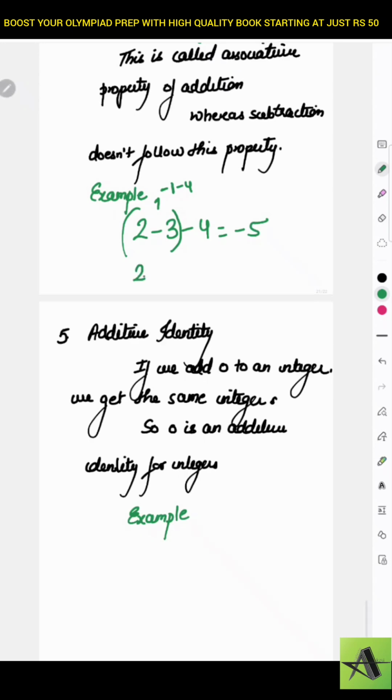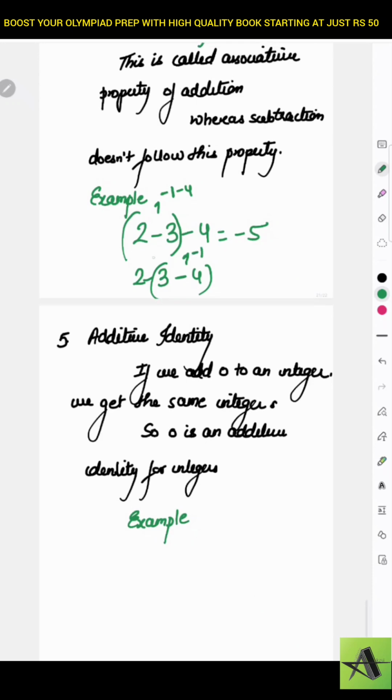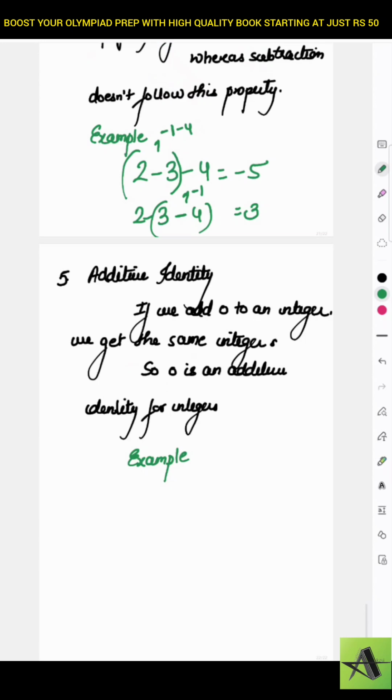But in this case, I have changed the grouping. Let me solve 3 minus 4, which is minus 1, and 2 minus minus 1 gives me 3. The answer has entirely changed. That proves that subtraction doesn't follow the associative property.